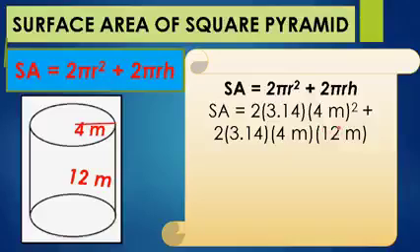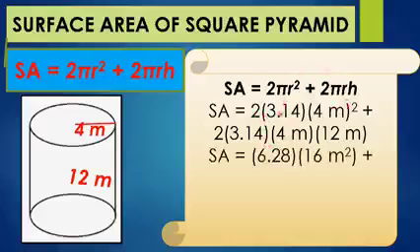Then, simplify. So, yung ginawa ko dito, I multiplied 2 by 3.14, okay? Then kinuha ko yung square ng 4 meters. That is, 2 times 3.14 is 6.28. 4 squared is equal to 16 meters squared, plus, ganun din yung case dito, product is 6.28, and the product of 4 and 12 is 48 meters squared.